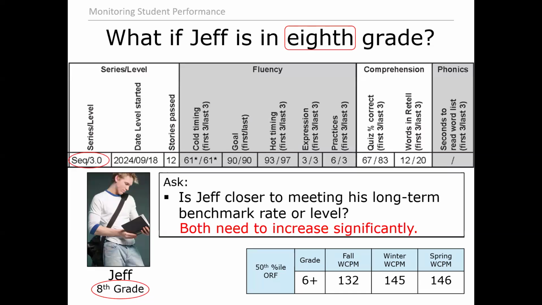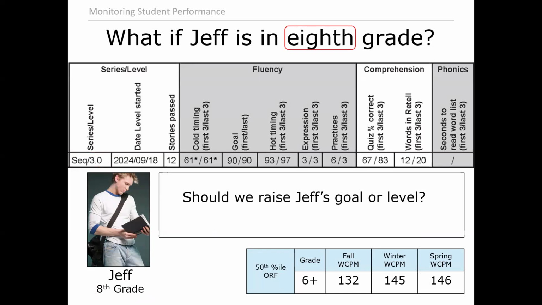But because he is an 8th grader at the 3rd grade level, I have a very big worry about his content and the sophistication of his vocabulary. So I would raise his level. I'd put him in 3.5. I don't have a choice. I have to be more aggressive with a student who's 5 years below grade level.